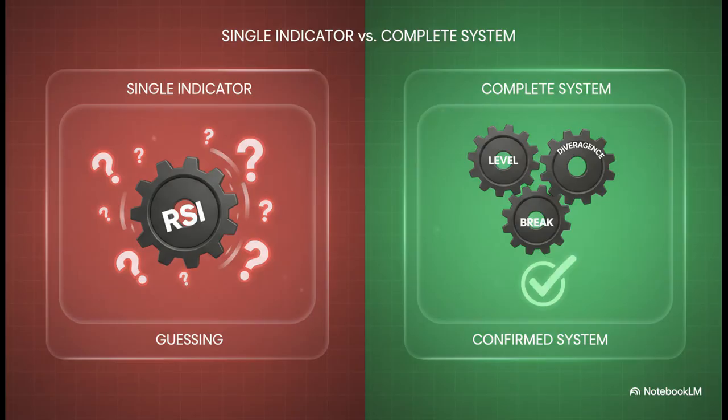So, really, the big takeaway here is simple. Stop focusing on just one indicator. The magic isn't in the RSI itself, it's in how you build it into a complete system. You need context from the price level, a clue from the divergence, and finally, proof from the trendline break. That's the difference between gambling and trading with a real strategy.